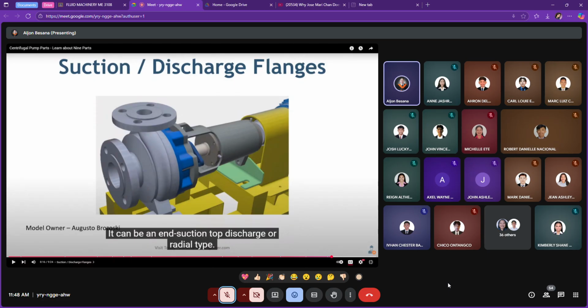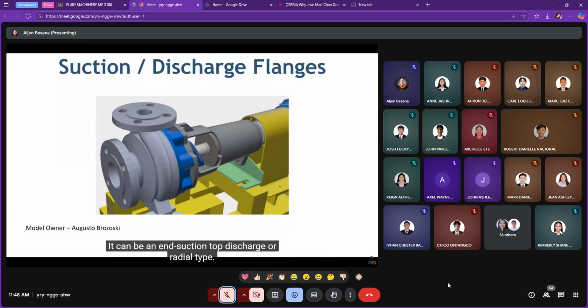Okay, let's continue. Top discharge or radial type. Dimensions of these flanges are machined to match the connecting pipe flanges. Sometimes you can see a small ring welded inside the discharge flange to achieve the desired flow rate.